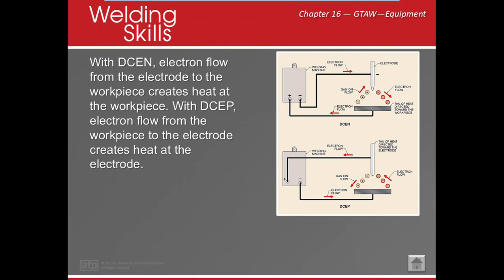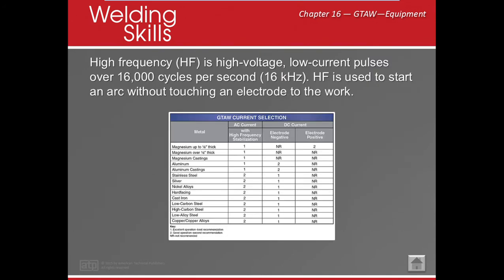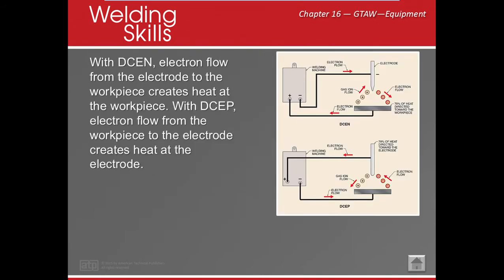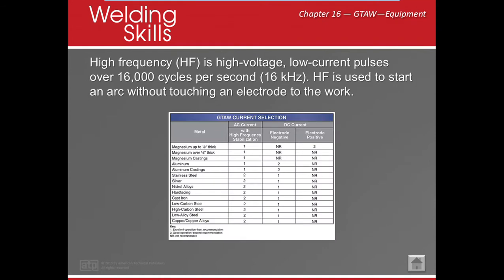All right, let's go back. Let's keep on going. So we're back to our chart. This chart shows that you might want to use particular base metals in accordance with particular currents and polarities, okay? The most common is mild steel, and we're going to use DC electrode negative. If we want to run aluminum or magnesium, we want to use AC.